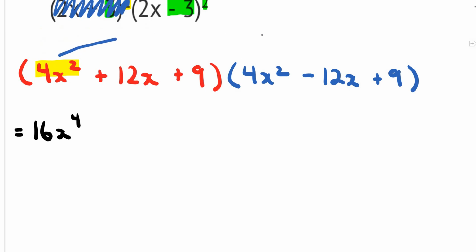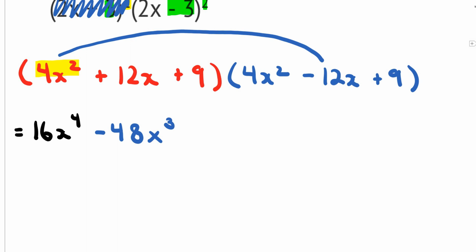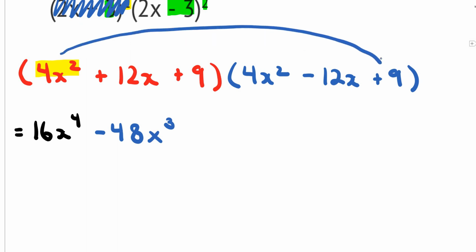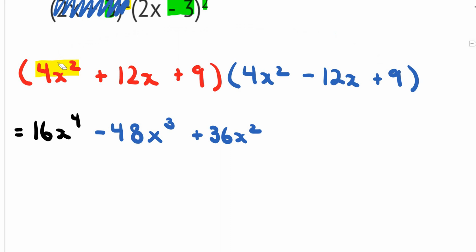And then you take this 4x squared and multiply with your negative 12x. So 4 times negative 12 will be negative 48, and this will be x to the power of 3. Okay, and then finally you take your 4x squared and multiply with the last term here. So 4 times 9 will be positive 36x squared, and that takes care of the 4x squared.